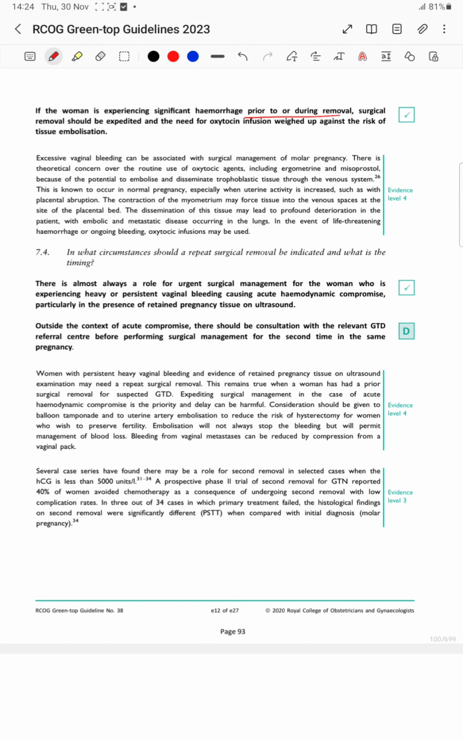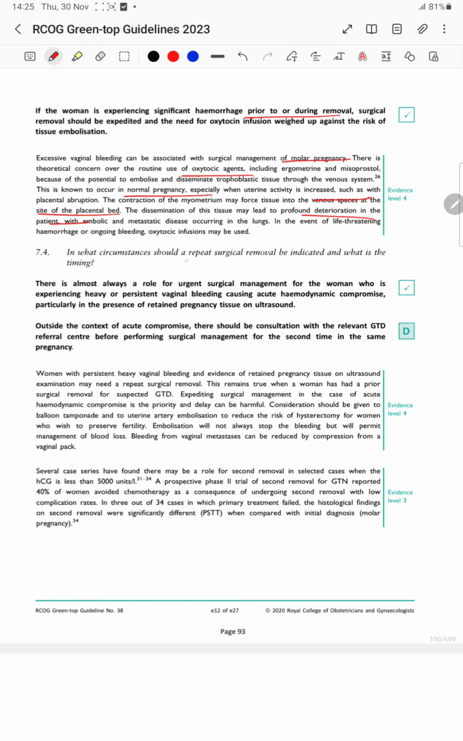Excessive vaginal bleeding can be associated with the surgical management of molar pregnancy, and there is a theoretical concern over the routine use of oxytocic agents, including ergometrine and misoprostol, because of the potential to embolize and disseminate trophoblastic tissue through the venous system. This is known to occur in normal pregnancy, especially when uterine activity is increased, such as with placental abruption. The contractions of the myometrium may force tissue into the venous space at the site of the placental bed, and the dissemination of this tissue may lead to profound deterioration in the patient with embolic and metastatic disease occurring in the lungs. In the event of life-threatening hemorrhage or ongoing bleeding, oxytocin infusion may be used.